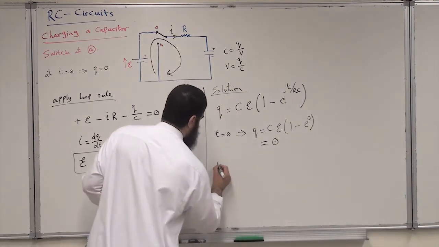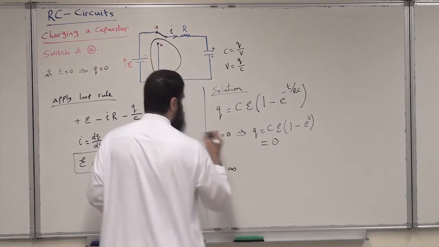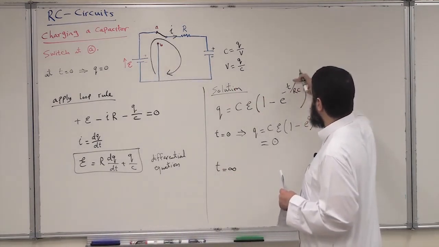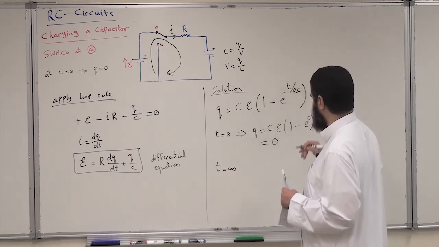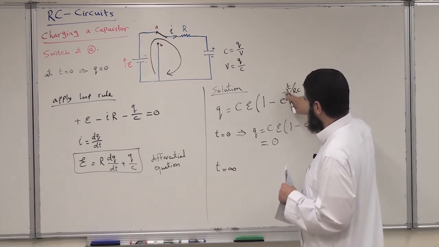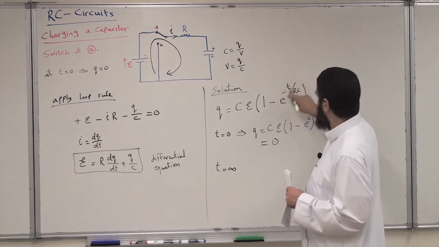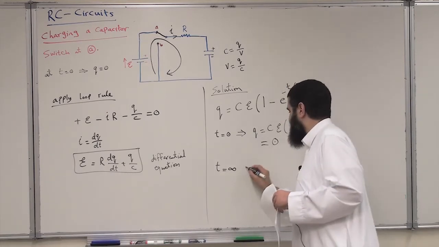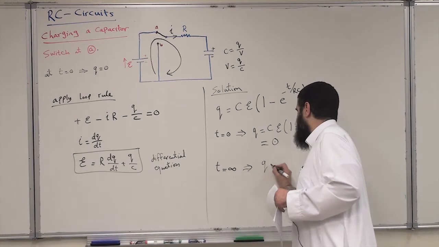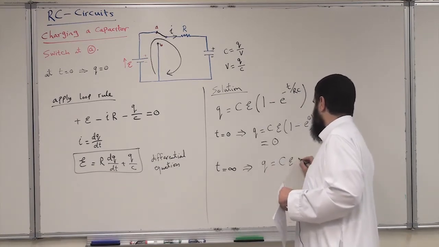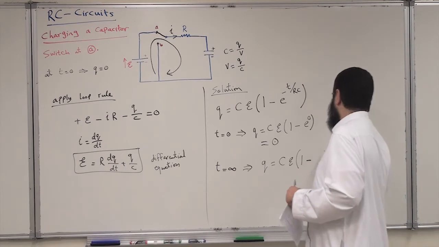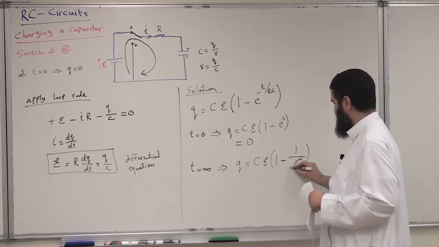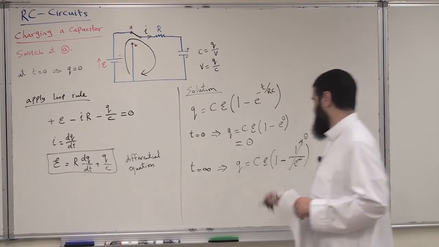Finally, if the time is very large, let us say time is infinity. When the time is infinity, this is 1 over e to the power infinity, a very large number, because here we have e to the minus time, or 1 over e to the power infinity. So this term will be equal to 0. So this will give us Q equals CE multiplied by 1 minus 1 over e to the power infinity. This is a very large number, so this term will go to 0, and we are left with the following.